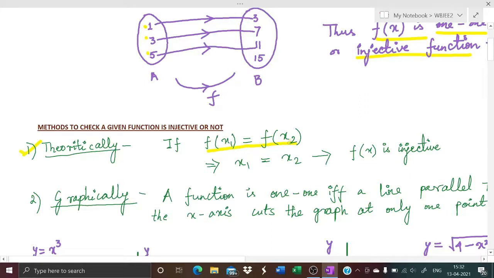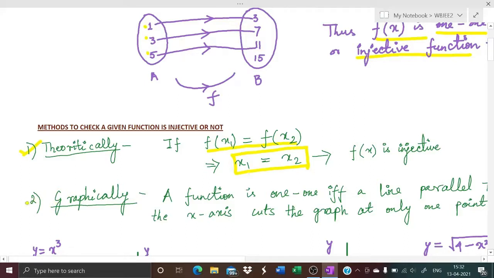Don't put any normal value like 3 or 4. Just put general values x1, x2, and after solving the equation, if you get your result as this, then your function is injective. This method is generally lengthy, so avoid doing it. We will discuss two more methods which are easier and quicker.